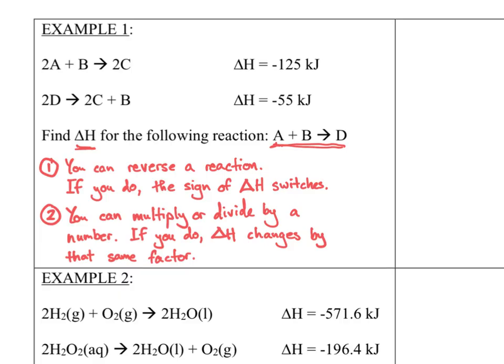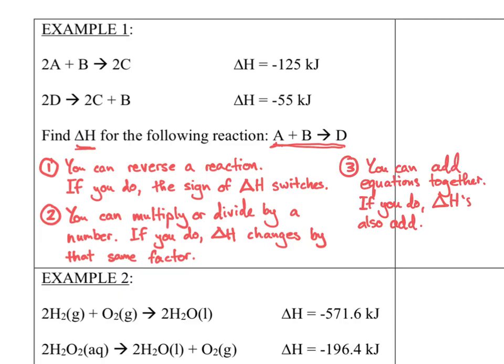Second rule, you can multiply or divide the equation by some number. And if you do, the enthalpy changes by that exact same factor. And actually, third rule, you can add equations together. If you do, the enthalpies also add. So the entire goal is to use those three rules and the given equations to manipulate stuff to give me the result that I'm being asked to find.